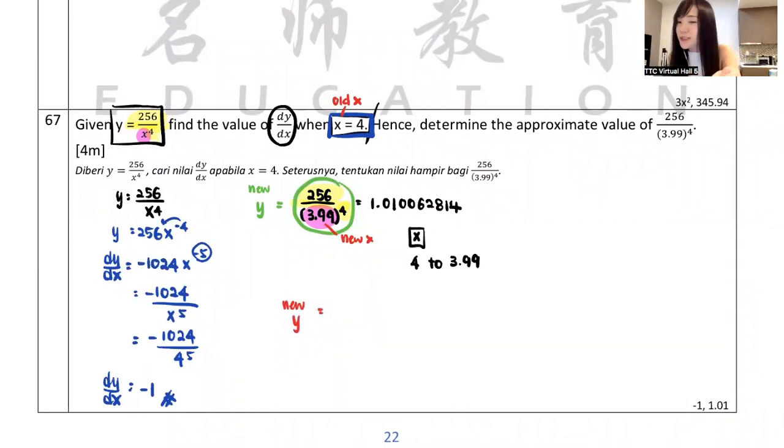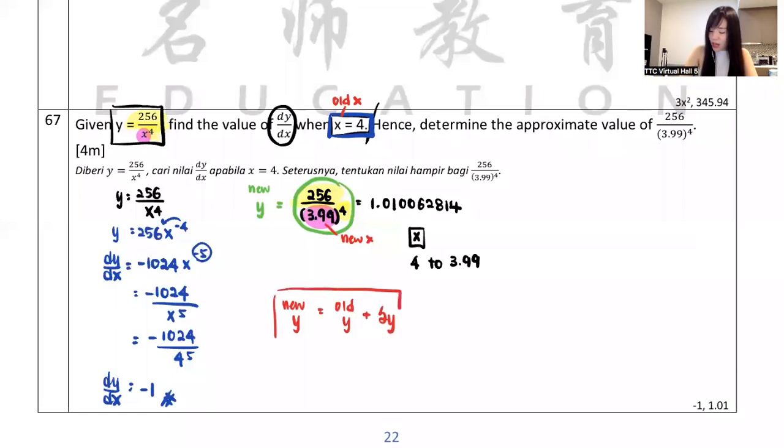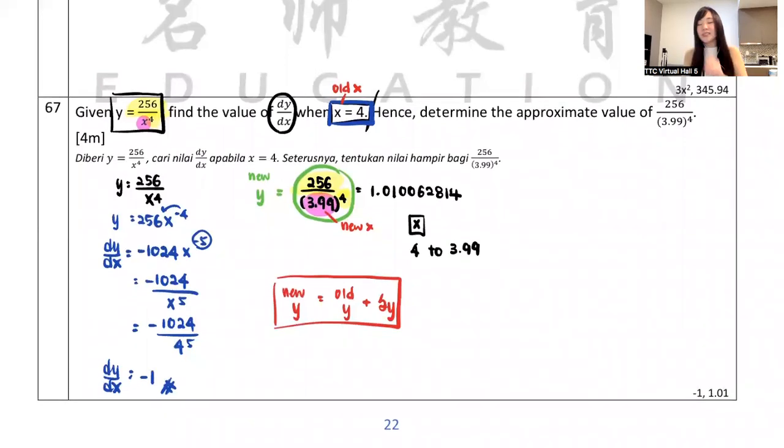Can anyone tell me, for those my students, new Y is equivalent to? New Y is equivalent to? No one remembers. New Y is equivalent to? Very good, Ethan. OY plus delta Y. For those who are thinking, teacher, why, my dear, you will understand. See, let's say last time your MX got 40 marks, now you increase 0.1 marks. Easily your new result is 40.1 marks. Makes sense, right? Let me give you another example.